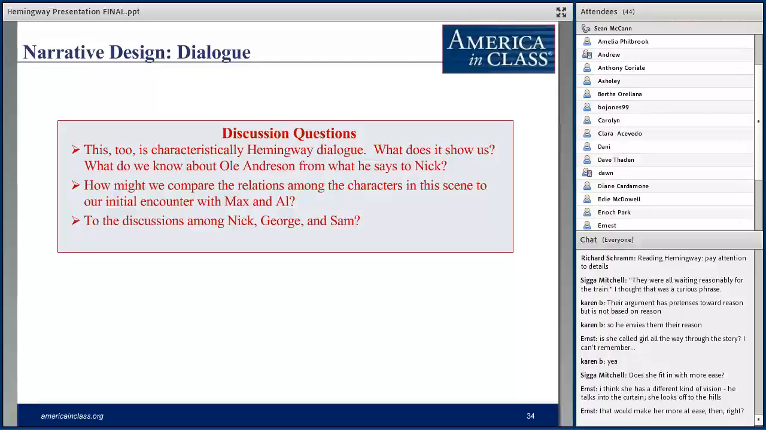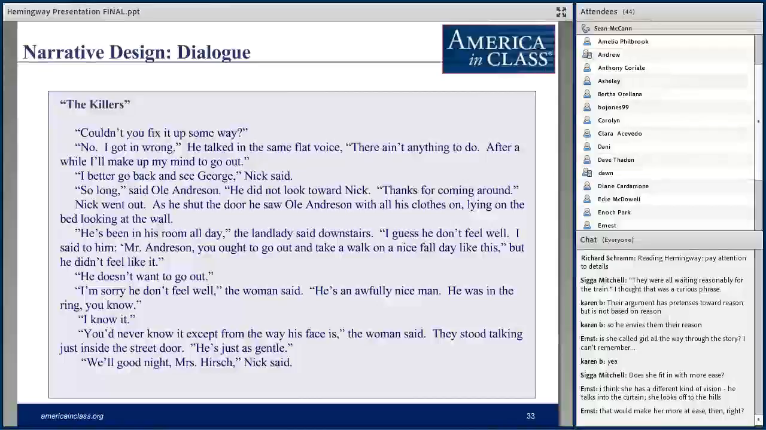Let me go back to that slide. Any thoughts? What do we know here from this dialogue? Oh, we know that he was in the fights. Yeah. That he's gentle. We can't tell except that he was in the fights, except for his face. We know that Mrs. Hirsch is trying to take care of him. What else do we know? Yeah. We have some people typing in.